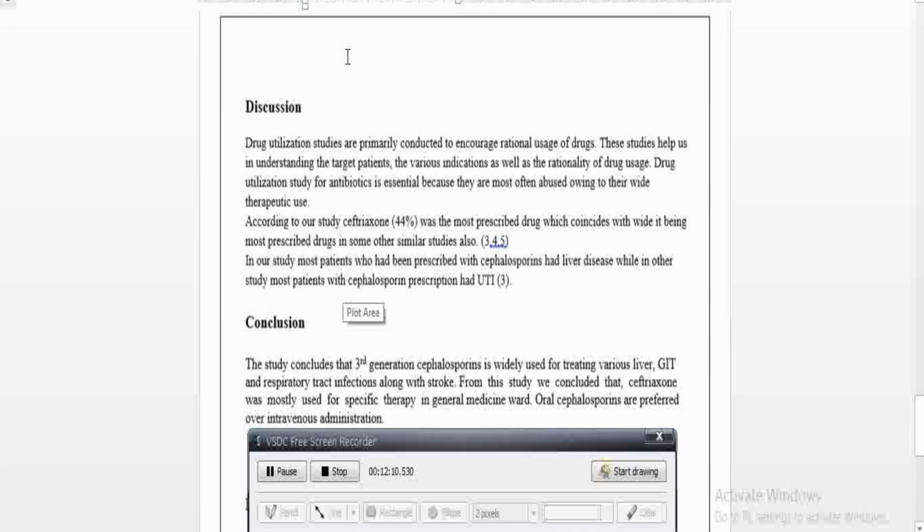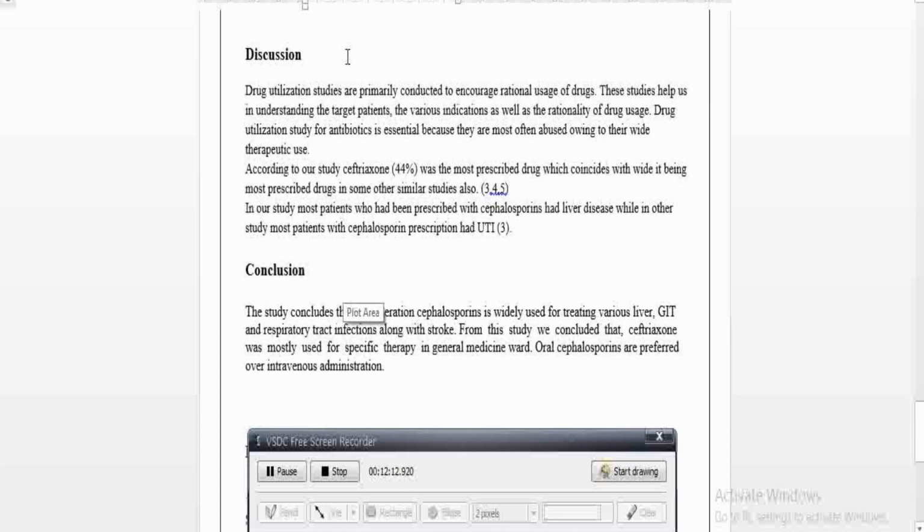Now coming to discussion, drug utilization studies were primarily conducted to encourage rational usage of drugs. These studies help us in understanding the target patients, the various indications, as well as the rationality of drug usage. Drug utilization study for antibiotics is essential because they are the most often abused owing to the wide therapeutic use. According to our study, ceftriaxone 44% was the most prescribed drug, which coincides with it being the most prescribed drug in other similar studies also.